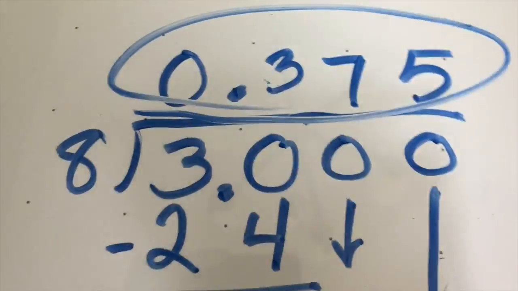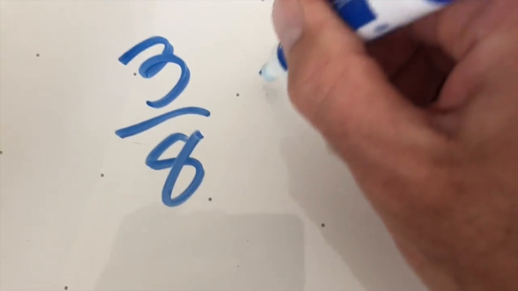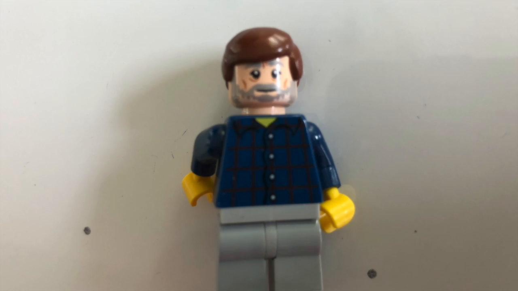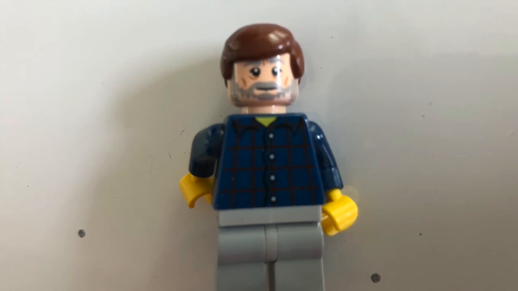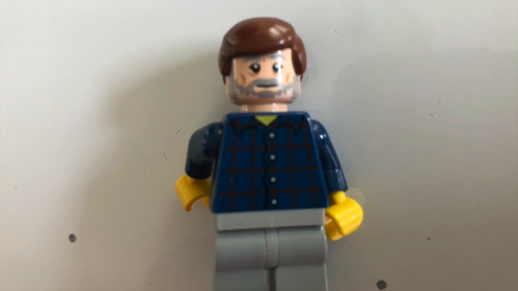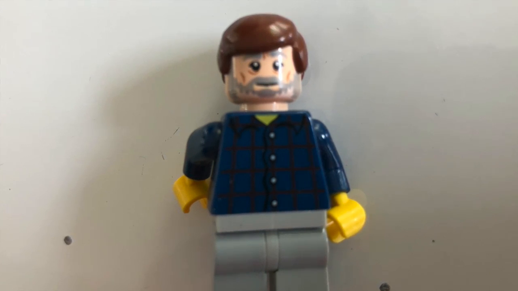So 3/8 equals 0.375, 375 thousandths. Thousandths are a little big for grade 4 and 5, and also really hard to say. So generally, when we talk about fractions in grade 4 and 5, we stick to tenths and we stick to hundredths.